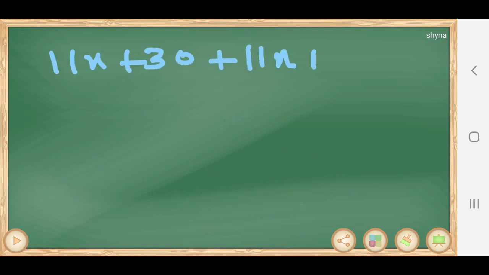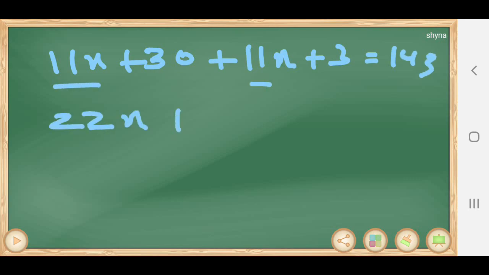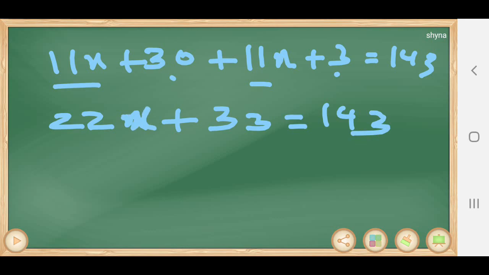11x plus 30 plus 11x plus 3 equal to 143. Adding 11x and 11x, we get 22x, and 30 plus 3 is 33. Now we have formed an equation: 22x plus 33 equal to 143.